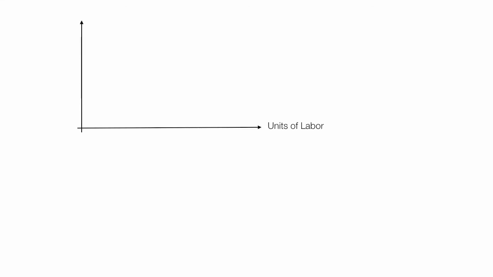Along the y-axis, or the vertical axis, I have units of output or quantity. As labor is added, I produce a quantity. L1 is my labor, and Q1 is the quantity. If I add more labor, I produce more. Now L2 is my labor, and Q2 is my quantity.